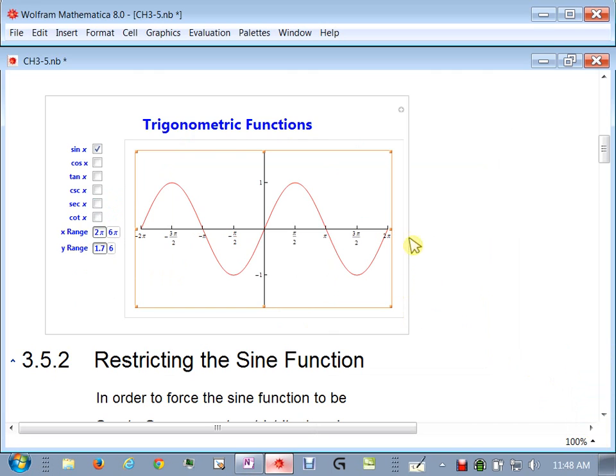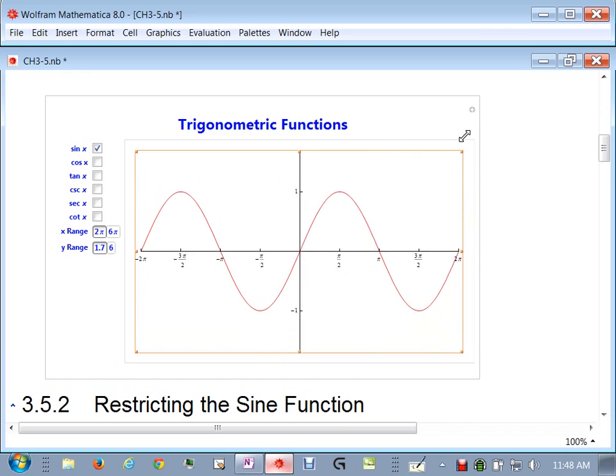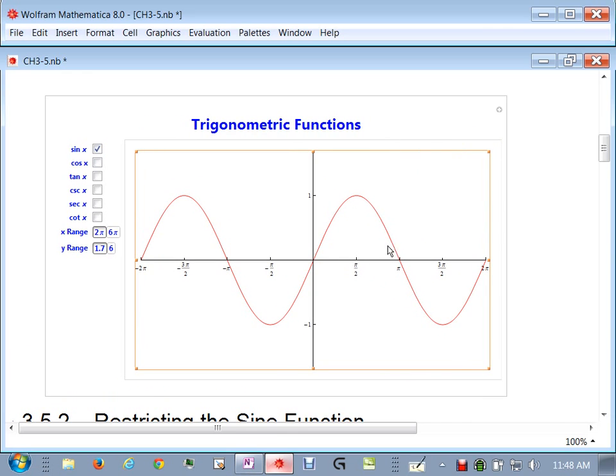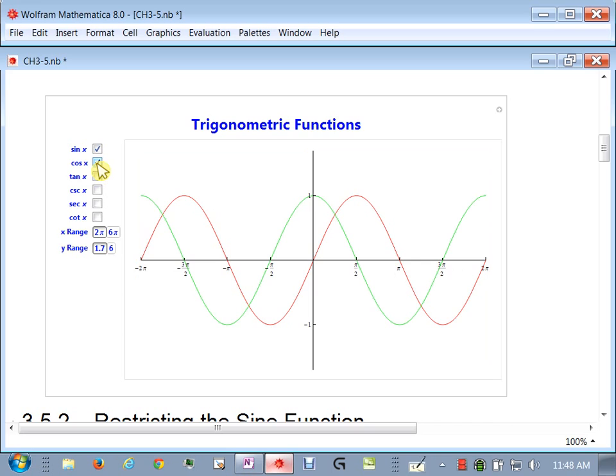Everyone recognize that function? That's the sine function, right? It's periodic, with a period of 2 pi. Here's my cosine function. That's the difference between the two. Is the sine function a function? It's kind of dumb for me to ask that. Yes, because it passes the vertical line test. You draw vertical lines, you only hit once.